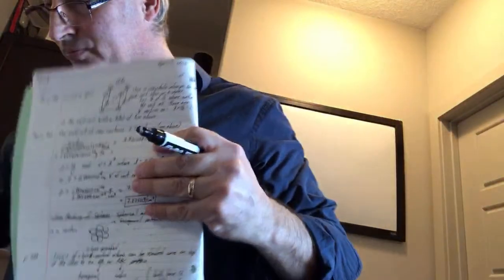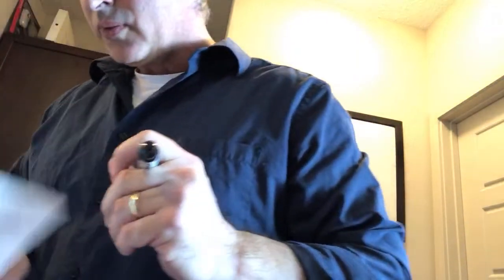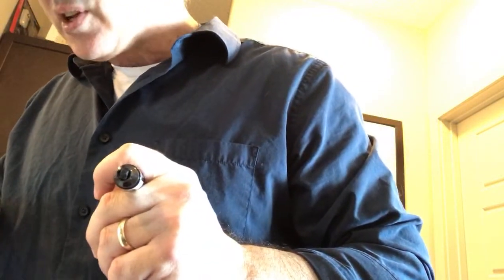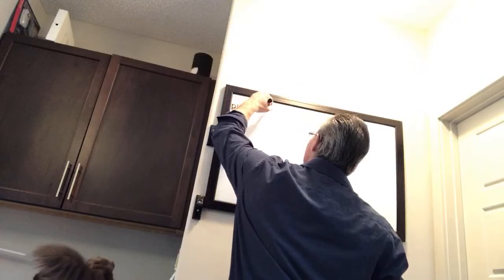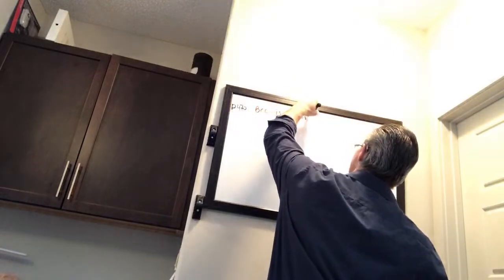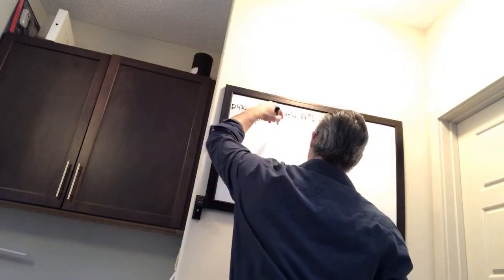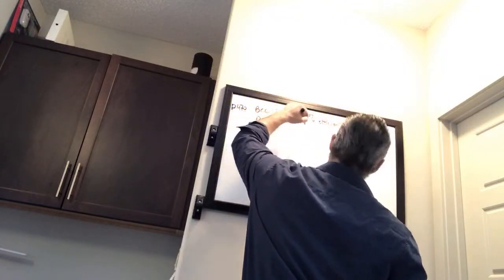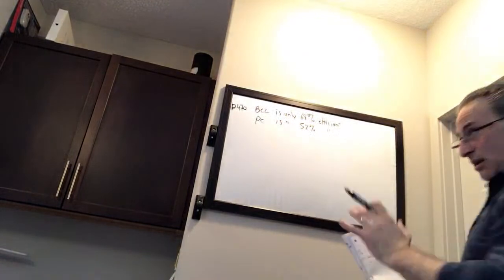BCC, this is on page 470. Body-centered cubic is only 68% efficient, and primitive cubic is only 52% efficient, meaning there's more empty space because the atoms don't pack as efficiently.